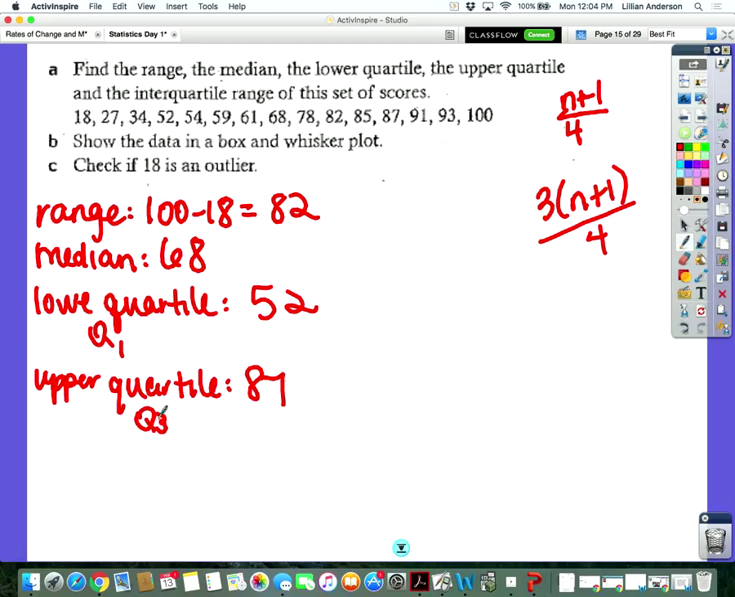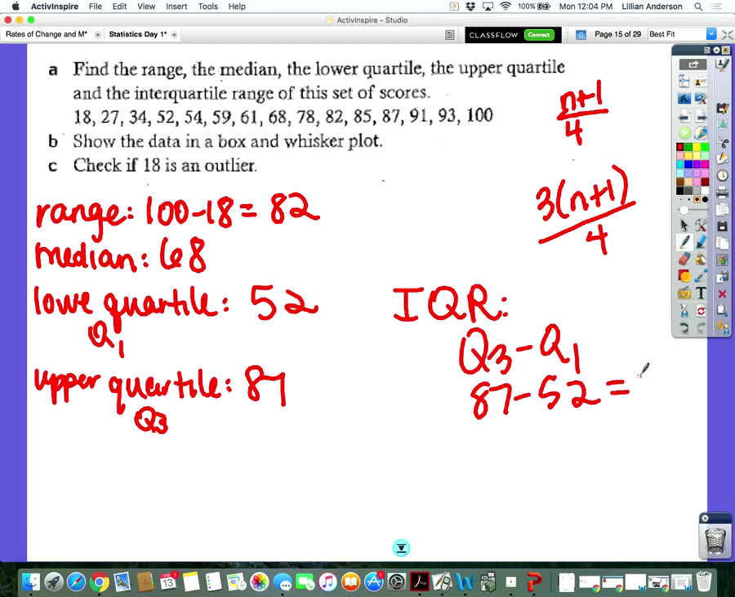So again, these formulas do not tell you what they are or where to find them. And lastly, your IQR, your interquartile range. You do Q3 minus Q1, and those are the actual values you got for Q1 and Q3. So that's 87 minus 52, which is 35. So that means that 50% of your data lies within 35 numbers.